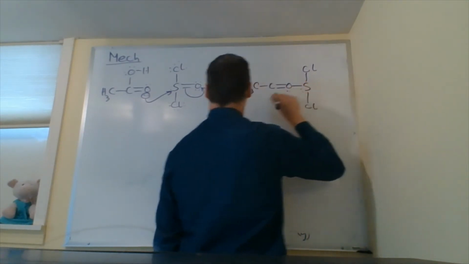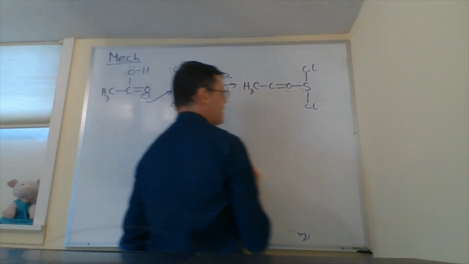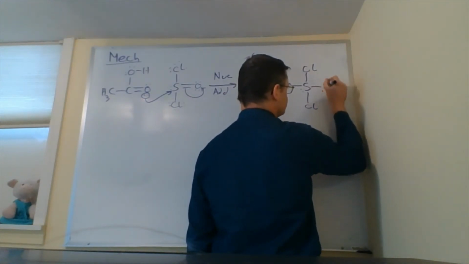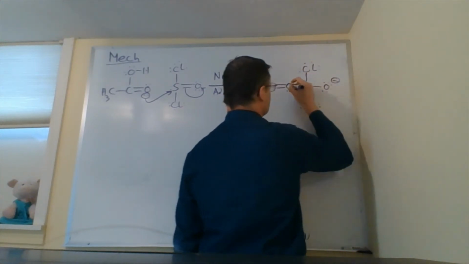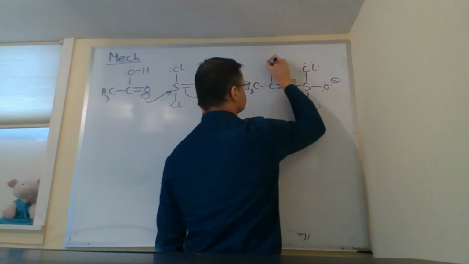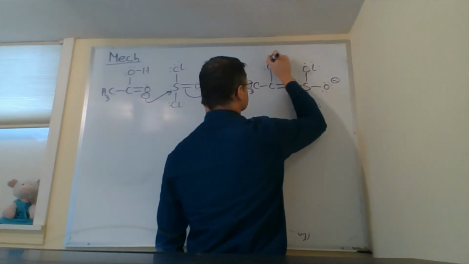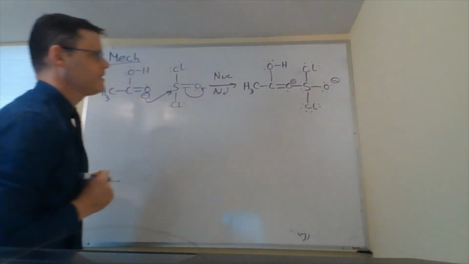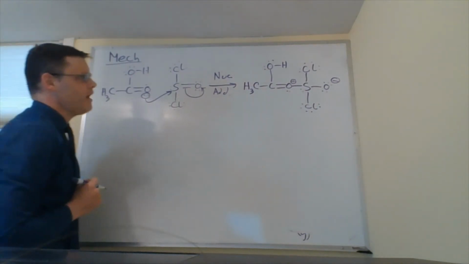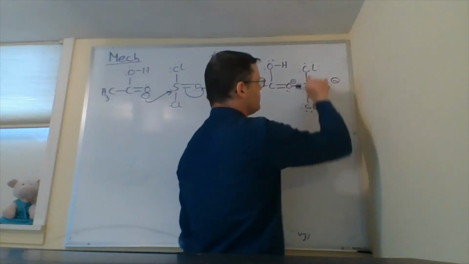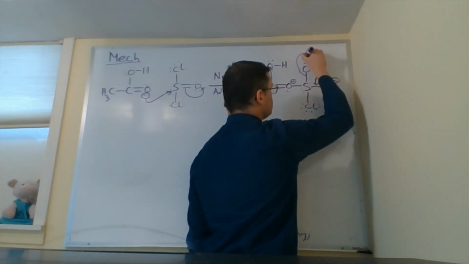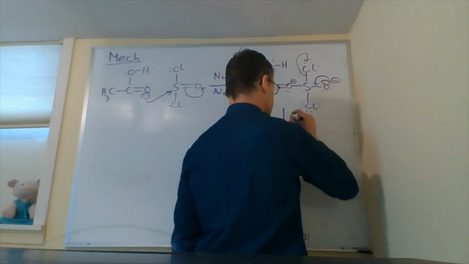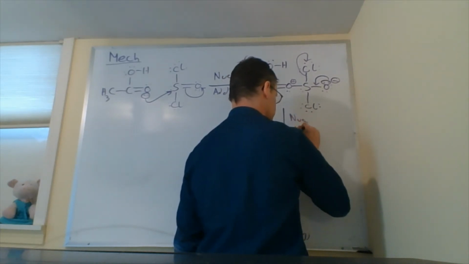You have to be careful here. It's really easy to lose track of the lone pair on that sulfur. I do it sometimes. Okay, so we can do that nucleophilic addition, and then we have a good leaving group on the sulfur, so that can leave. And that's going to be a nucleophile elimination.